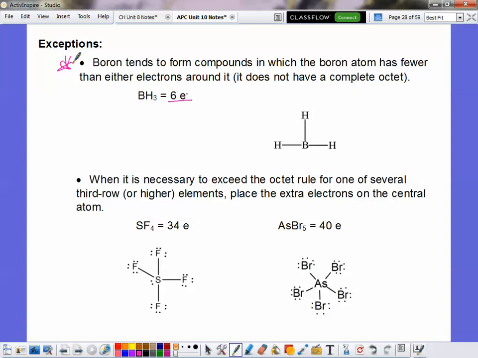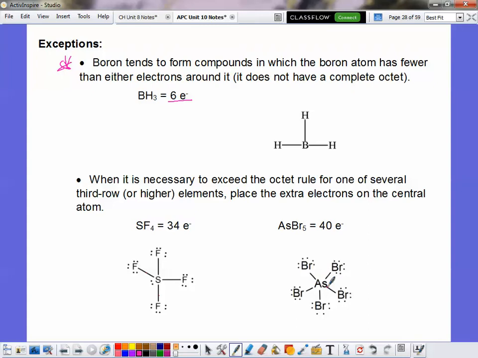And then there are some atoms that will expand and have more than 8 electrons around it. Like if you look here, SF4, that sulfur has 2, 4, 6, 8, 10 electrons on it. This arsenic has 2, 4, 6, 8, 10 electrons on it as well. Some atoms can even have 12 electrons around it. So they will expand their octet.